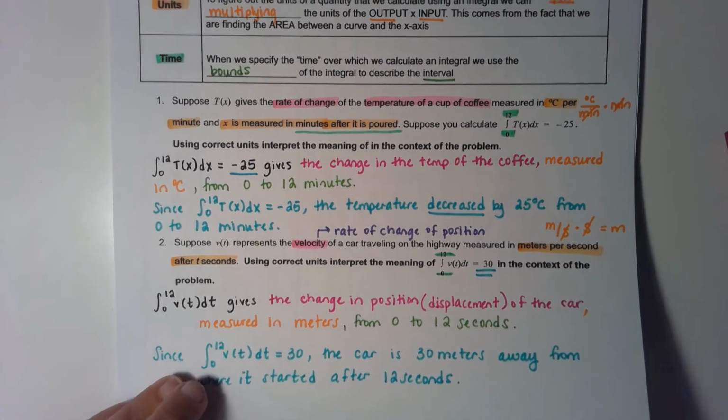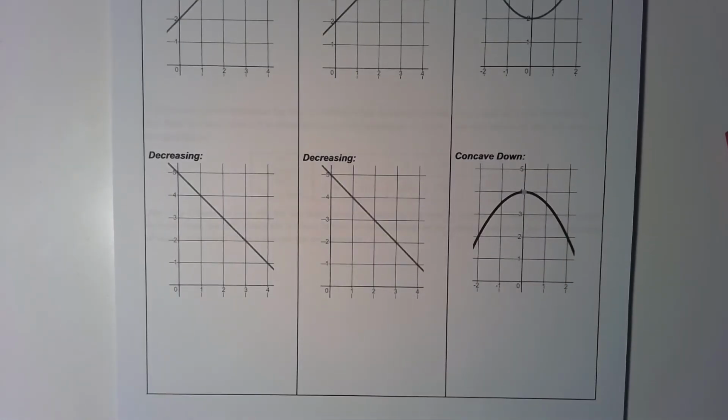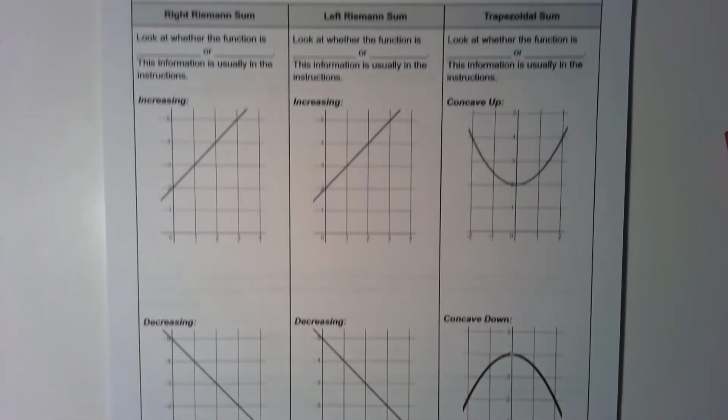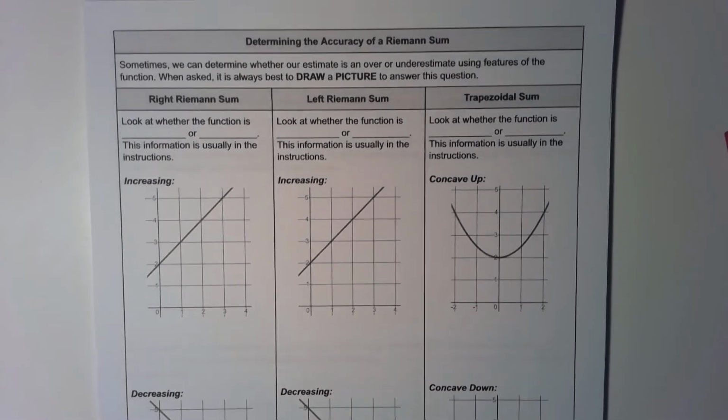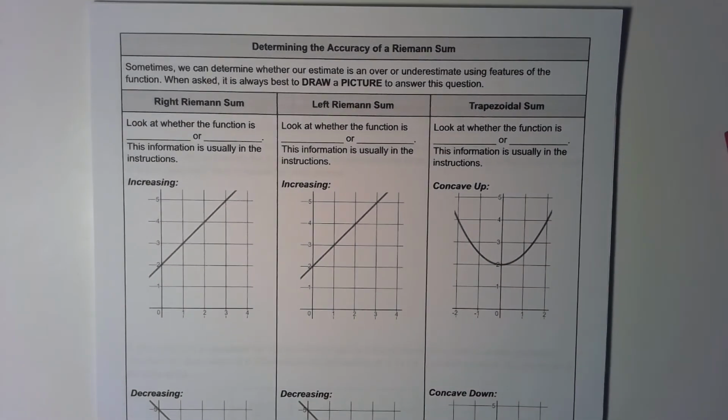Okay, now that we've practiced interpreting the meaning of an integral as the change in whatever happened. So if it's the rate of change of position, you get the change in position. If it's the rate of change of the temperature, you get the change in the temperature. If it's the rate of change of the water, you get the change in the amount of water that you had. The other part of this is to determine the accuracy of a Riemann sum. So when we use a Riemann sum, we know we're getting an estimate, but how do we know if it's an over or an underestimate?